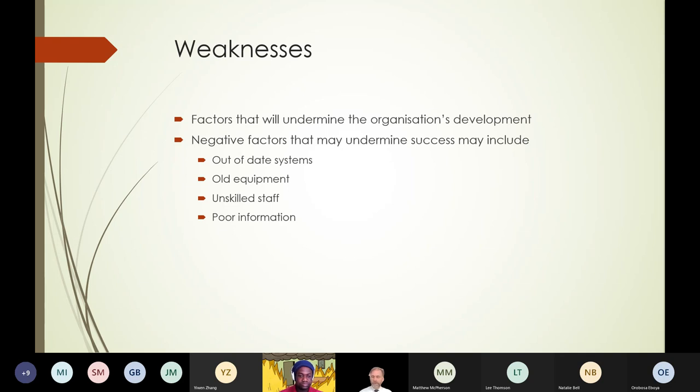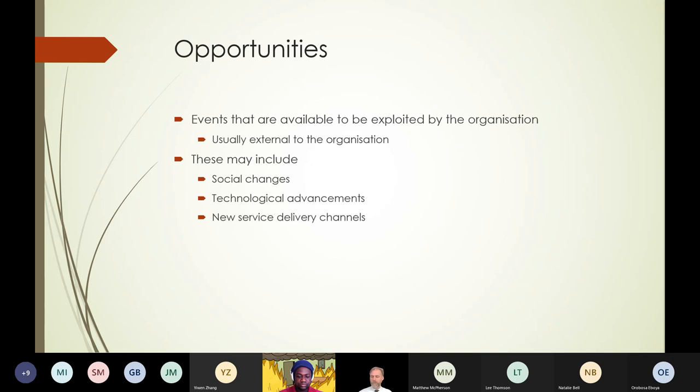So strengths, weaknesses, and then places where staff think we can make a change, and make a positive change to make the business better. What are the opportunities?